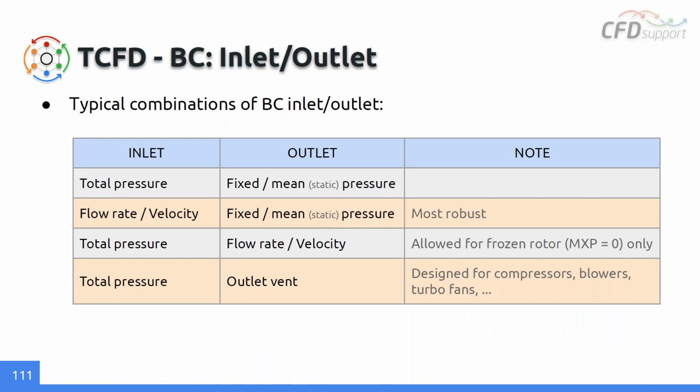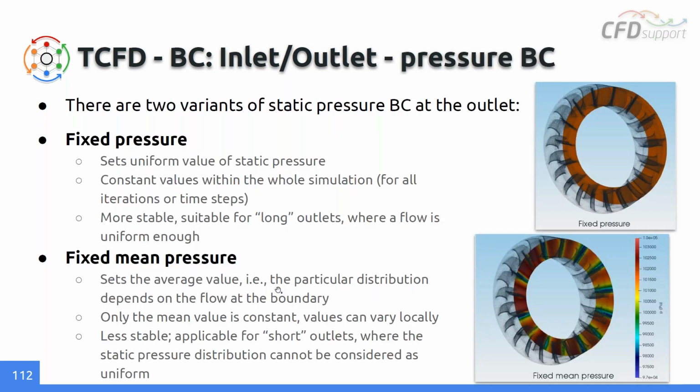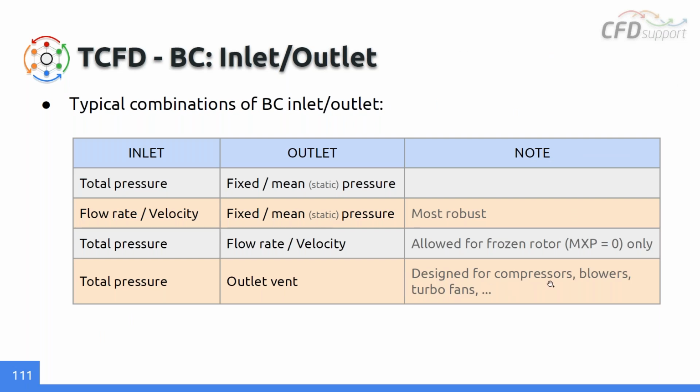And for example, here is an example of a typical boundary condition. You either set total pressure at the inlet and static pressure at the outlet, to follow the parameters of your fan, for example, at given pressure scenarios. Or you can combine flow rate at the inlet and fixed pressure at the outlet, or vice versa, total pressure at the inlet and flow rate velocity at the outlet, or total pressure at the inlet and the so-called outlet vent, which is a kind of special boundary condition designed for compressors and blowers. It somehow mimics closing some virtual valve at the end of the output of your geometry.